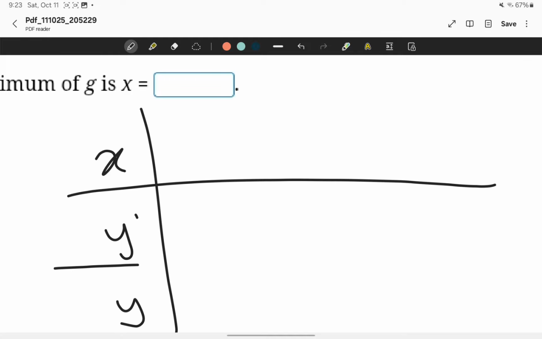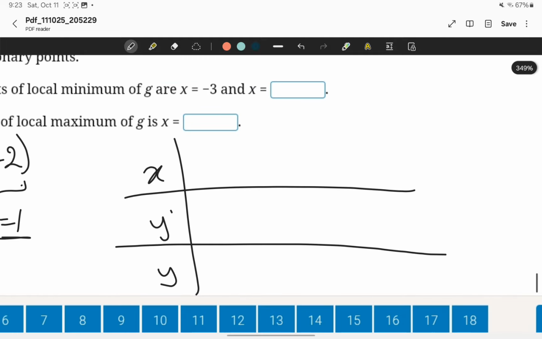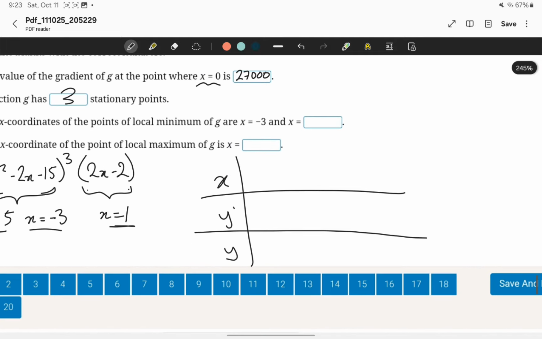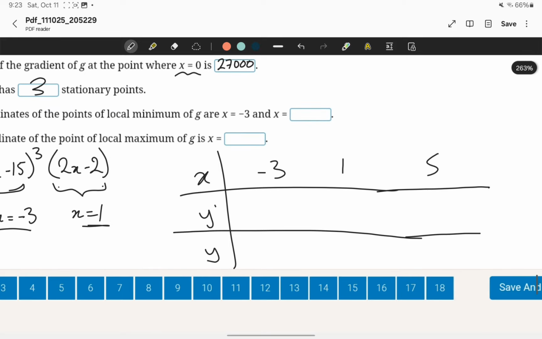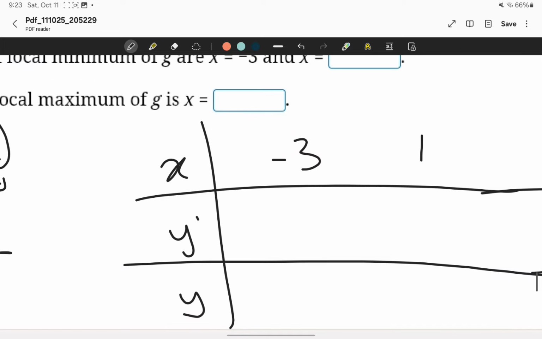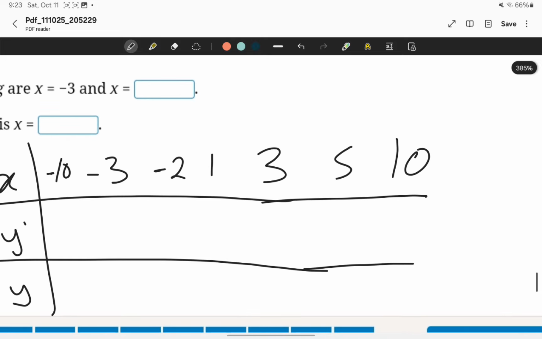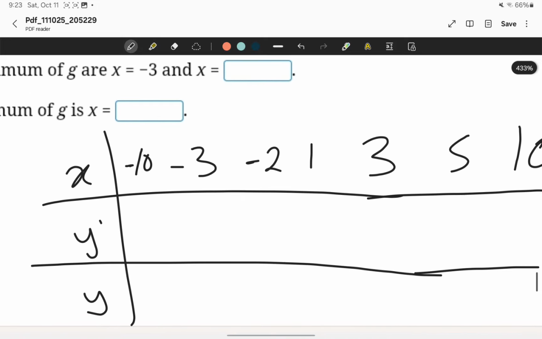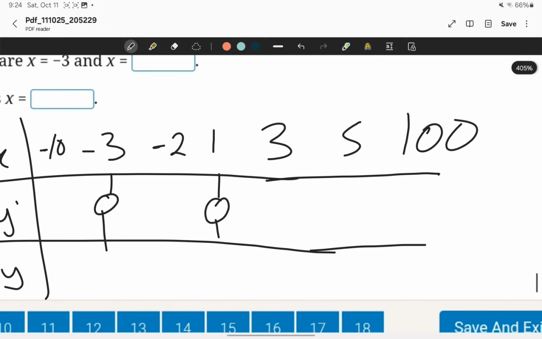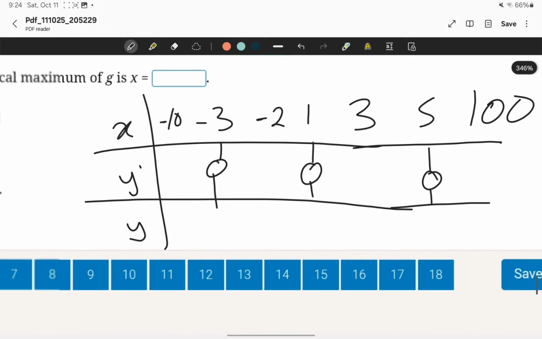So do this, that, okay. We got the 3 values, just make sure you put them in order. So it's minus 3, I got 1, and I got 5. So if you just test a point here, so minus 10 for example, here you could test minus 2, here you could test 3, here you could test 100. It doesn't matter what these numbers are, just make sure that they're in between the numbers.